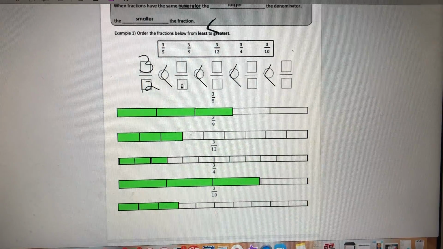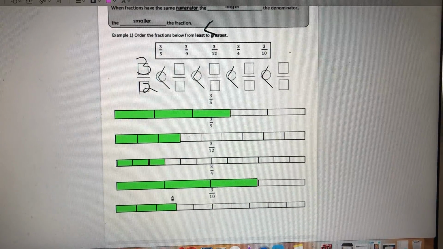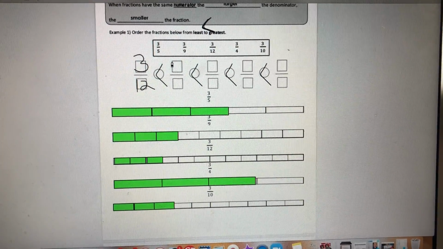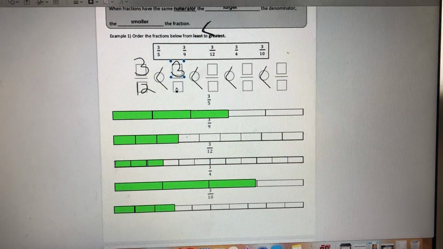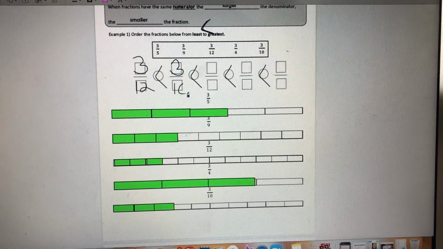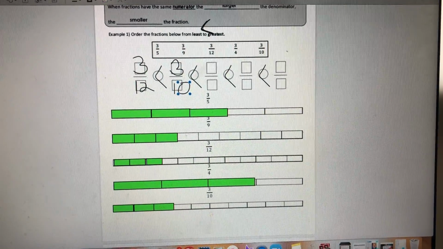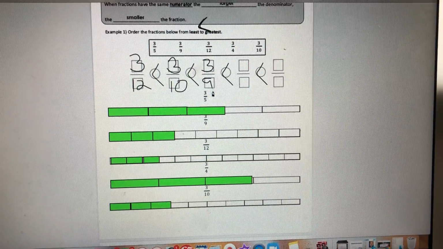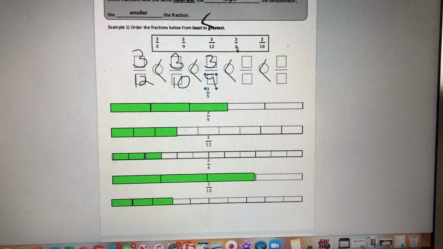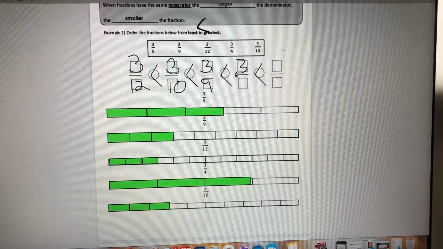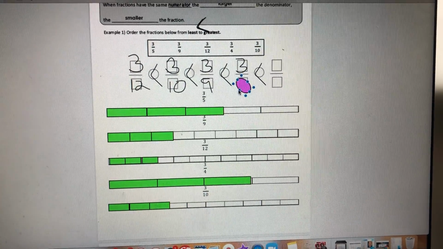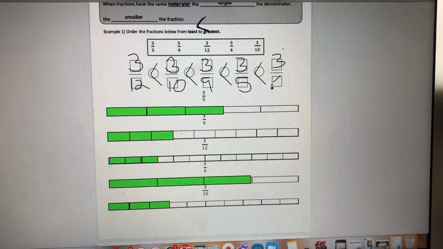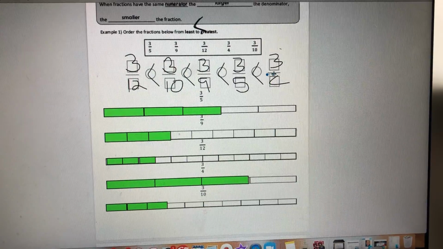My next smallest fraction is 3/10. If you notice, 3/10 takes up the least amount of space after 3/12. So I'm going to put a 3/10 right here. Then it's going to be 3/9. Then 3/5. And then 3/4.